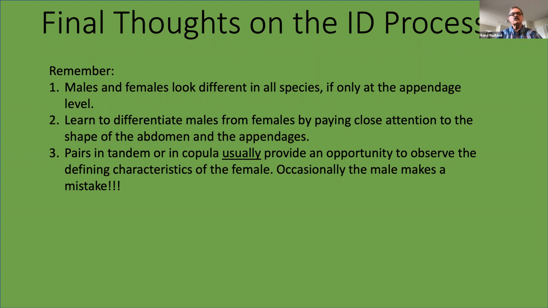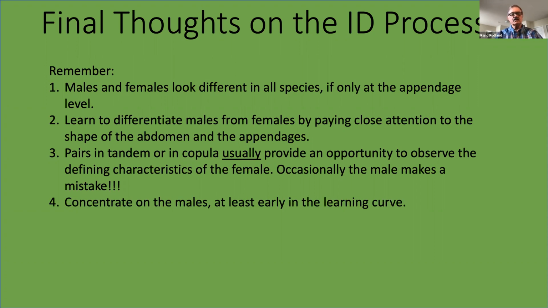Pairs in tandem or in copula usually provide an opportunity to observe the characteristics of the female. And I say usually because occasionally the male will make a mistake and couple with the wrong species. They won't necessarily be successful, but if you catch them in that situation where there's two different species, you might mix up your identification.